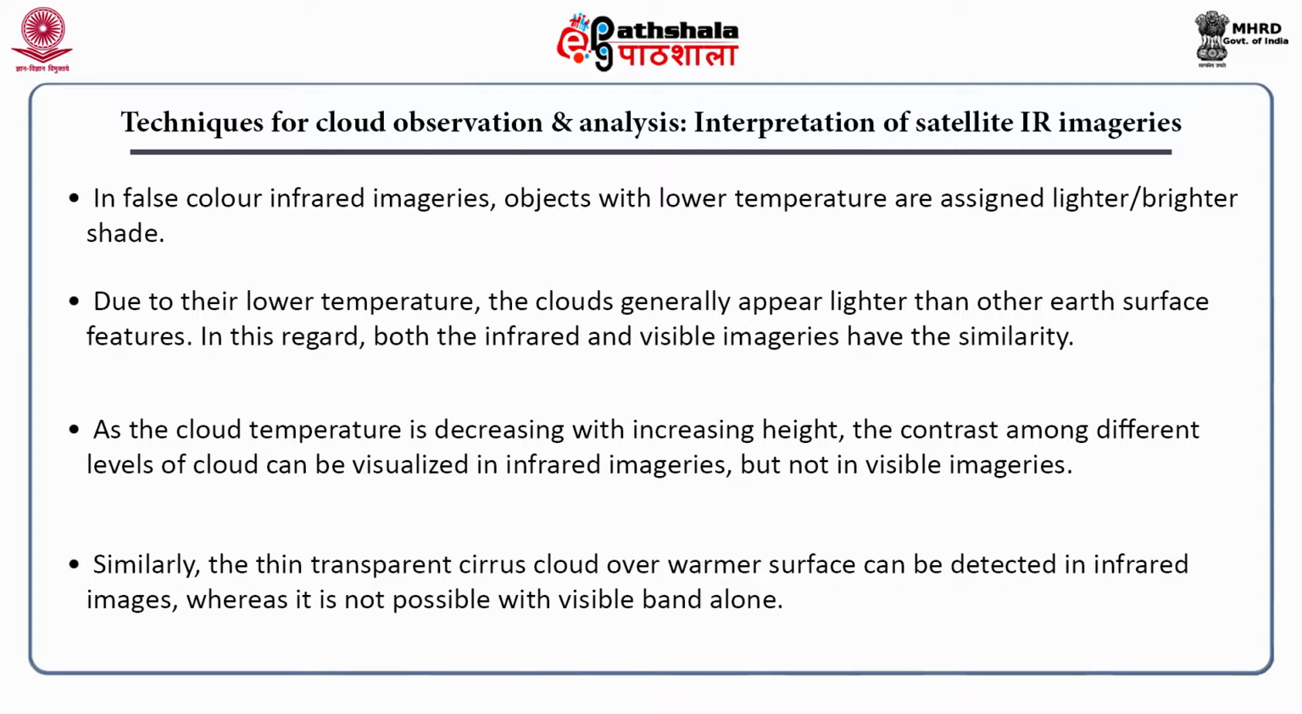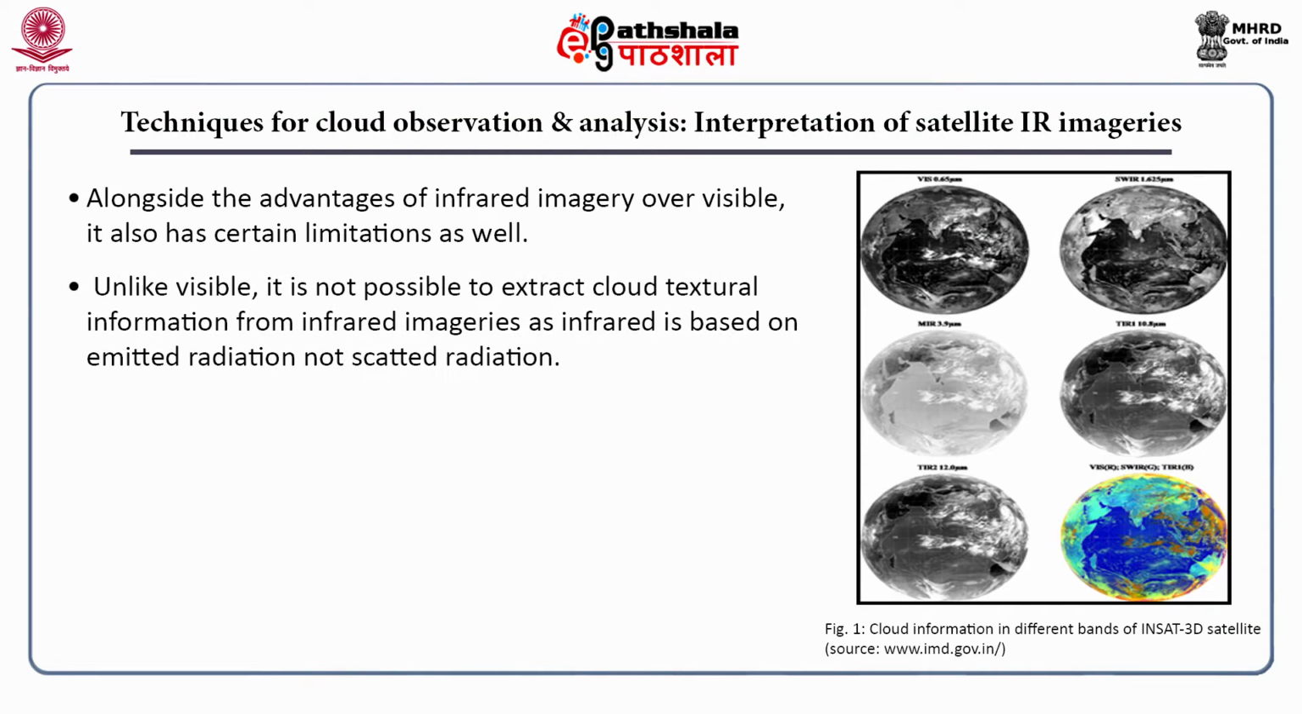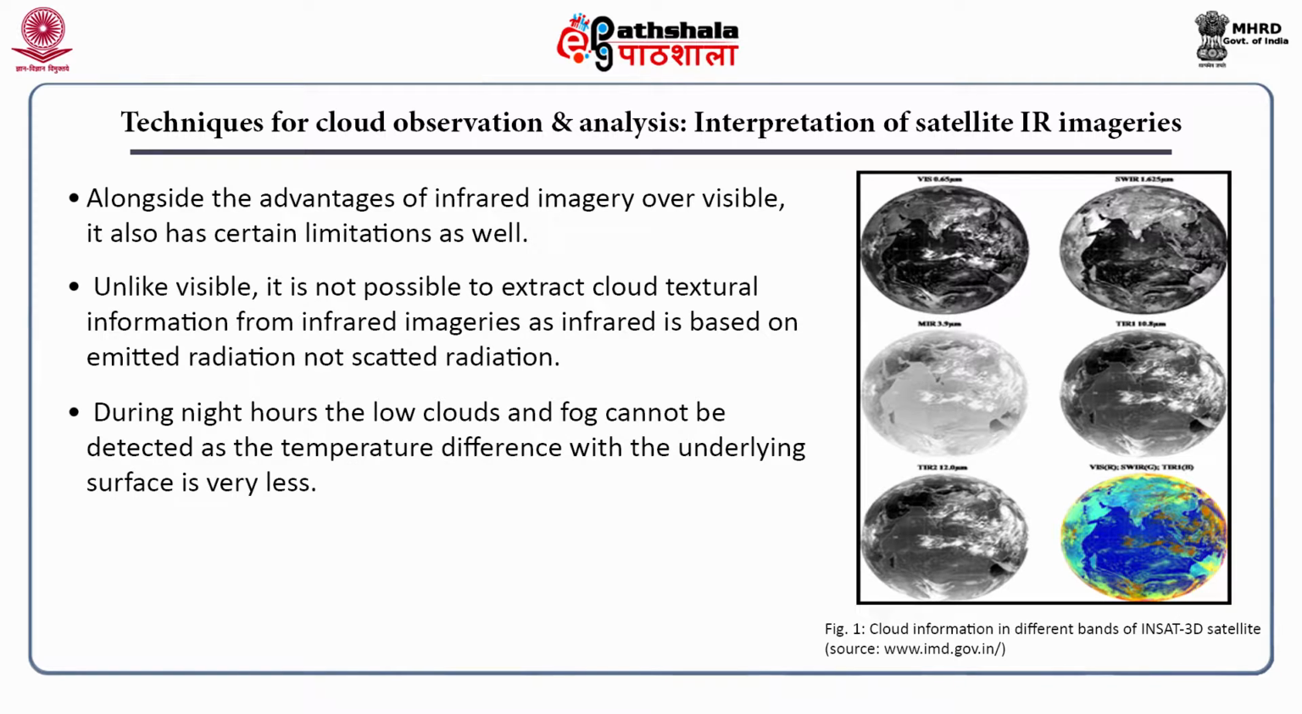Similarly, the thin transparent cirrus cloud over warmer surfaces can be detected in infrared images, whereas it is not possible with visible band alone. Alongside the advantages of infrared imagery over visible, it has also certain limitations. Unlike visible, it is not possible to extract cloud textural information from infrared images, as infrared is based on emitted radiation, not scattered radiation as in case of visible images. During night hours, the low clouds and fog cannot be detected as the temperature difference with the underlying surface is very less.